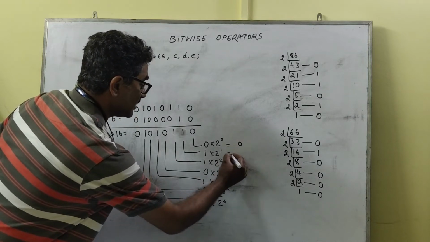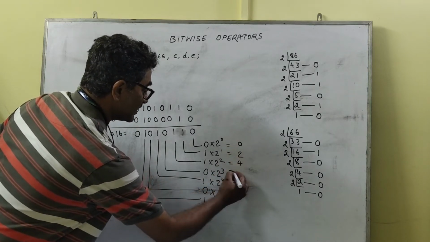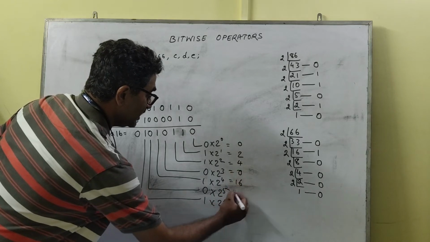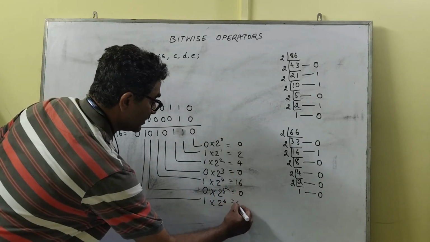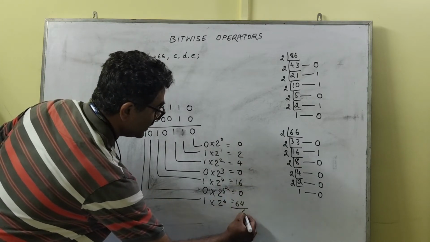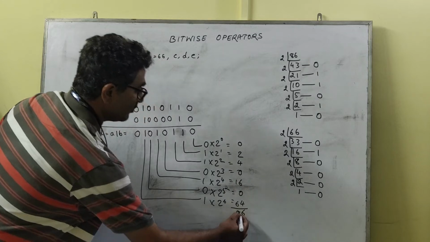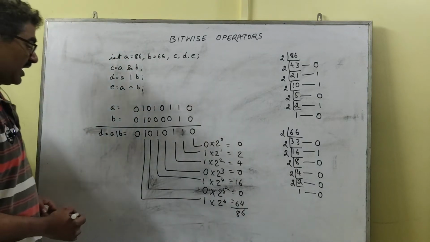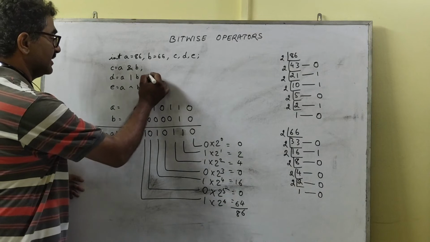So this results in 0. This is 2. This is 4. This is 0. This is 16. This is 0. This is 64. So what we get is 86. So the value of D is 86.